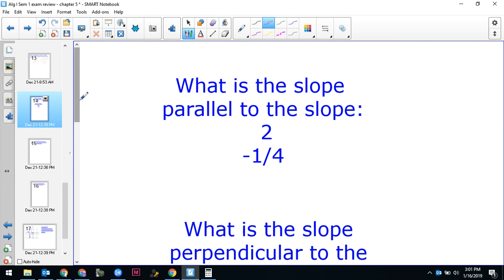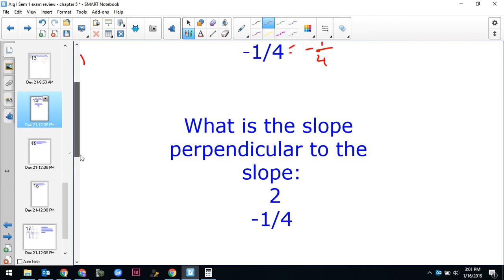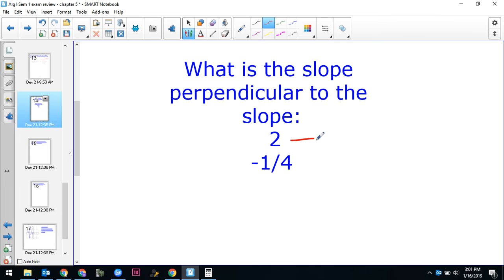Now, parallel and perpendicular slopes. You know, what is the slope parallel to these slopes? Well, remember, the slope parallel to 2 is 2. The slope parallel to negative 1/4 is negative 1/4. Remember, parallel lines have the same slope, whereas perpendicular lines have what's called, again, opposite reciprocal slope. So 2 is going to correspond to a 1/2, but negative. Negative 1/4 is going to correspond to a positive 4 over 1, or just 4. Remember, opposite reciprocal. Flip it, and take positives to negatives.